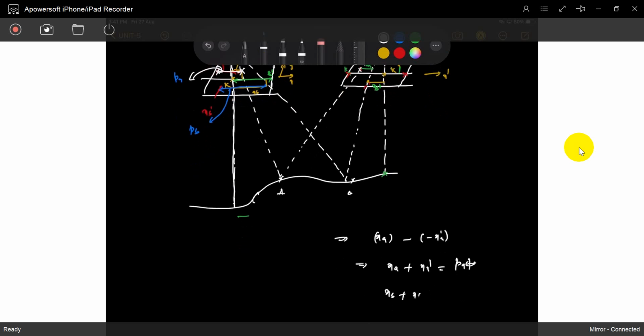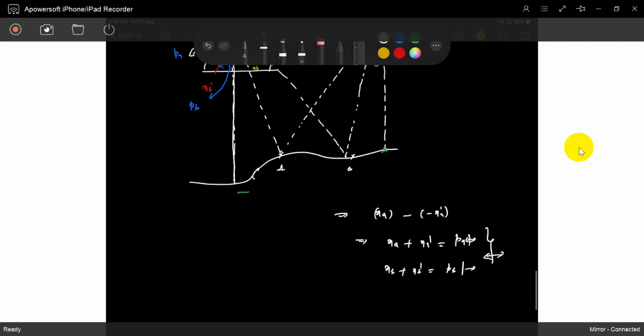xb plus xb dash is pb. That is the parallax at point B. Sir, how can we use it? See, we can use it based on the parallax error. We can find out the heights of the points, A height and B height.